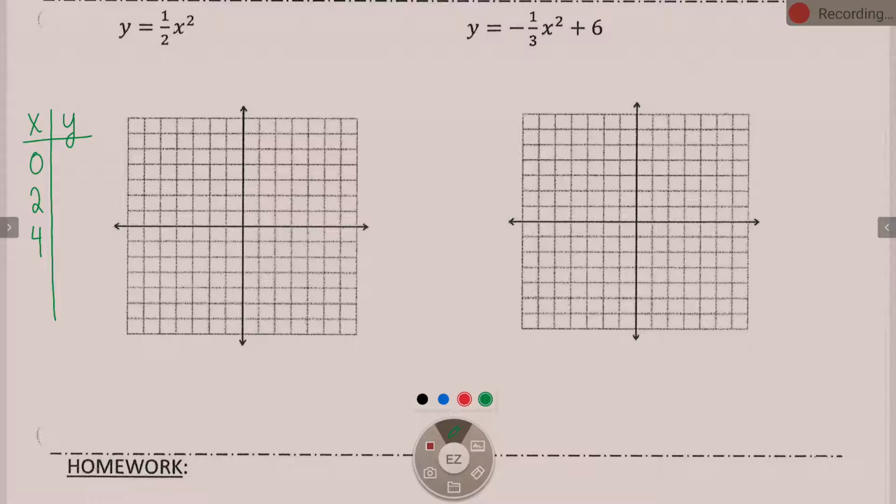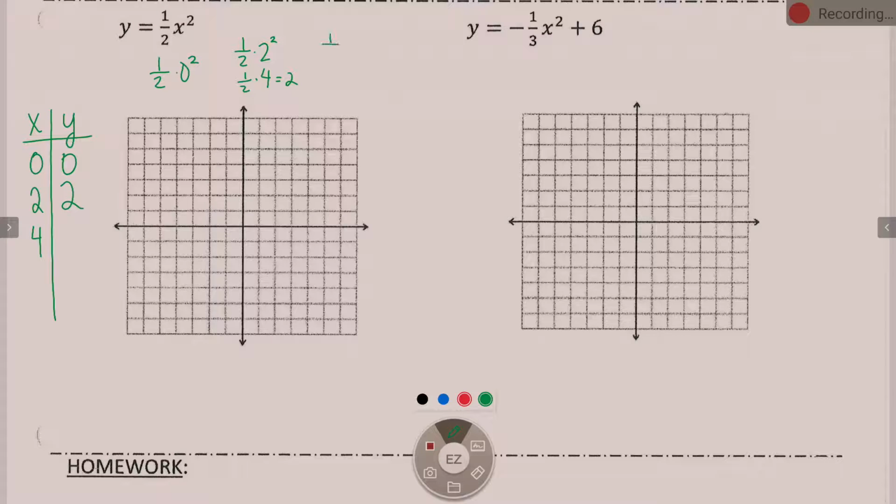Okay, put in 0. 0 squared. And what is 1/2 times 0 squared? 0, because 0 times anything is 0. Okay. One half times 2 squared. 2 squared is 2 times 2, which is 4. And then easiest for me to say is, okay, what is half of 4? Half of 4 is 2.